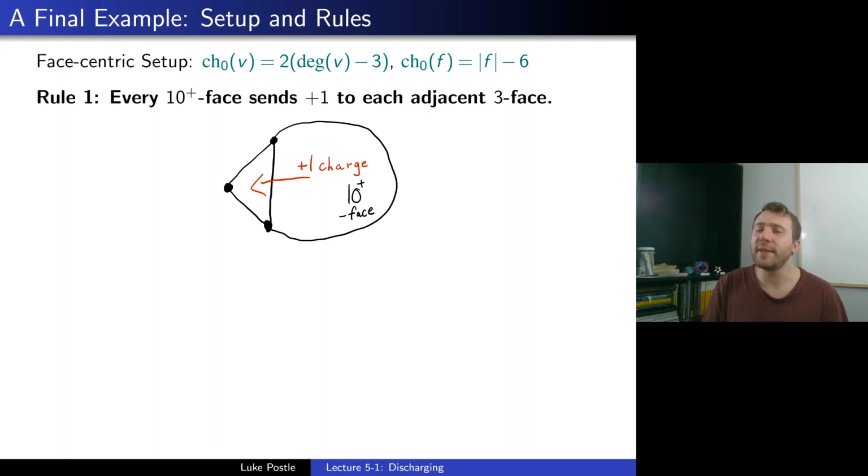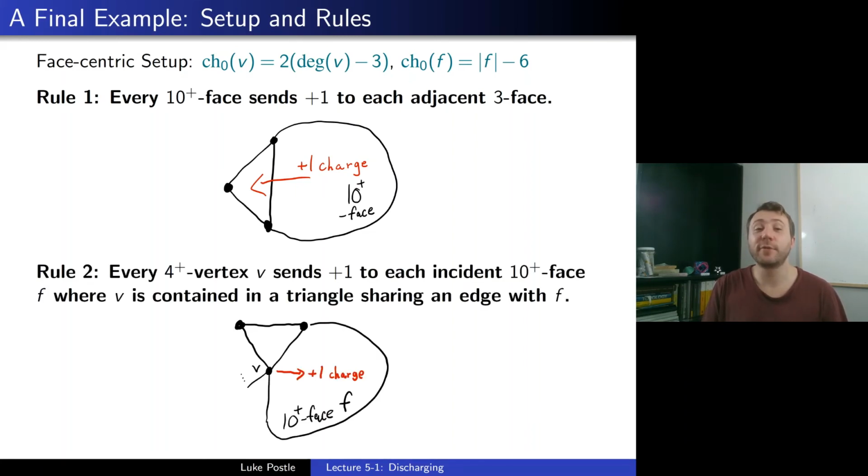So here, rule 1 kind of cures the triangles. It says that every 10 plus face sends +1 to each adjacent 3 face. So that'll cure the triangles because you don't have triangles next to triangles. So then you'll end up getting 3 from all the neighbors, and we'll go through that, but they'll be fine. So that's the first step. We have to cure that. But then the problem is the 10 plus faces may be next to 10 plus triangles, so they could lose too much charge. So we need a rule to cure them.